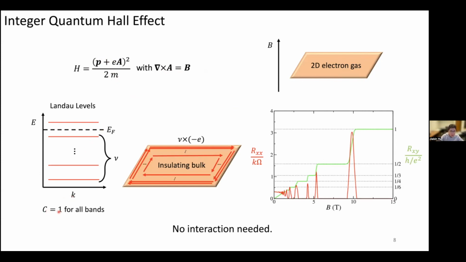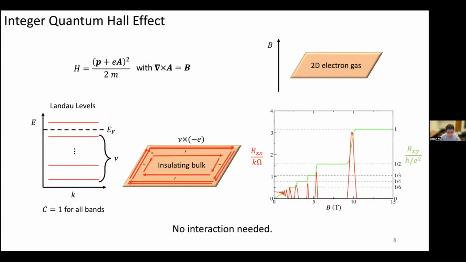And if we fully fill n Landau levels, we would have n chiral anomalous edge modes, and each of them carries charge minus e. And this edge mode would lead to quantized Hall plateau, as mentioned before. And this discussion requires no interaction.